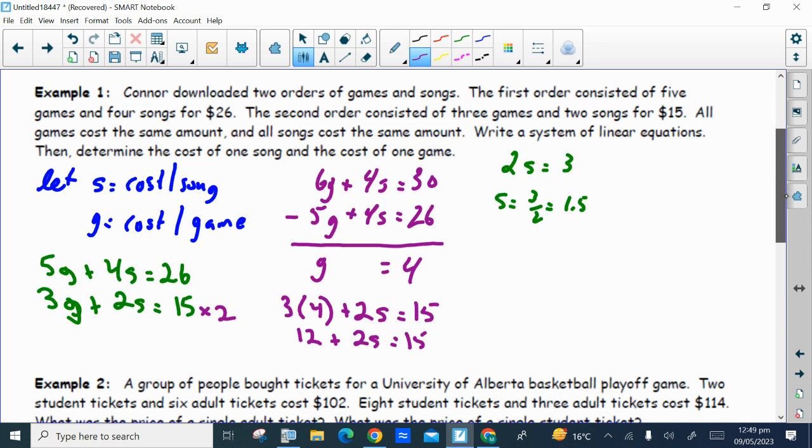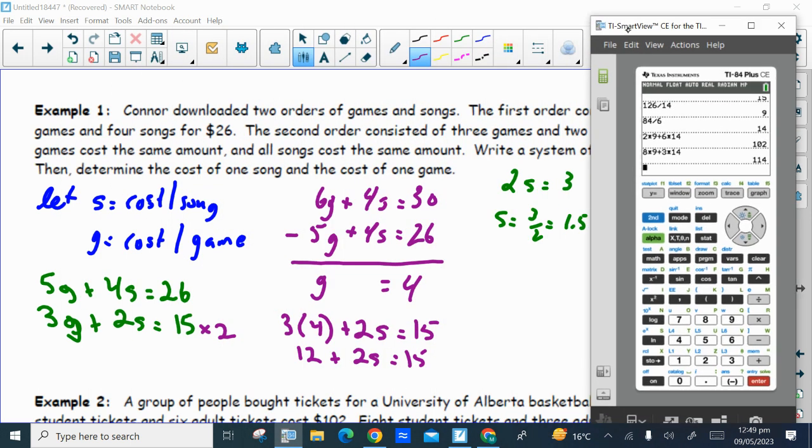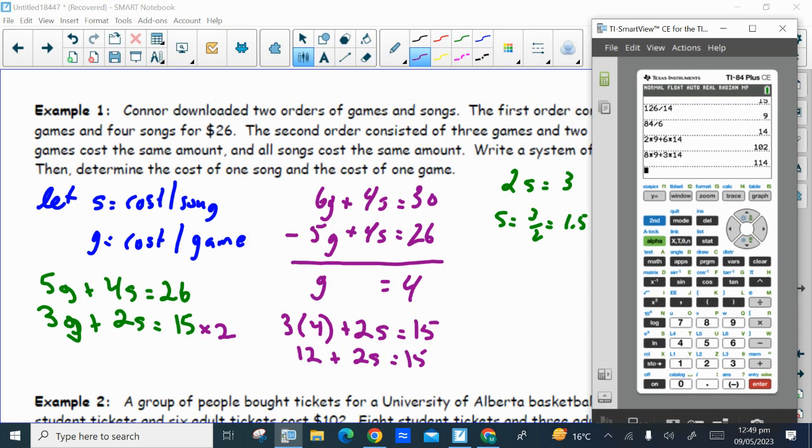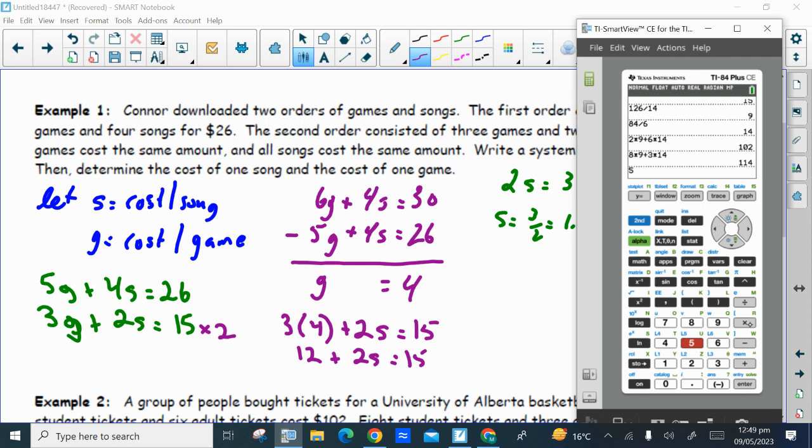Okay, now let's go back and check the first one now that we have our calculator. We said that the songs were $1.50 and the games were $4. So the first order consisted of 5 games, so 5 times 4 plus 4 songs, 4 times $1.50, gives us our answer of 26.